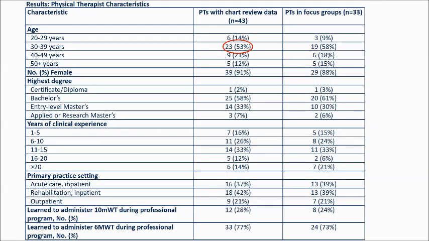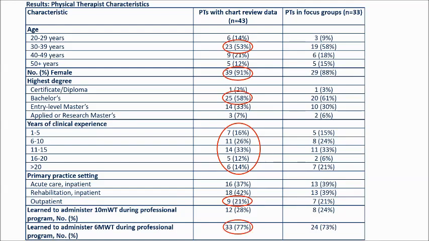This slide is to show you the characteristics of our physical therapists who participated. In the second column, these were therapists on whom we had chart data or health record data, and it shows you that about half of the therapists were aged 30 to 39, and 90%, almost all of them, were female, and just over half held a bachelor degree, and that we really had a nice spread in terms of years of clinical experience. And we had at least a fifth of therapists in an outpatient setting.